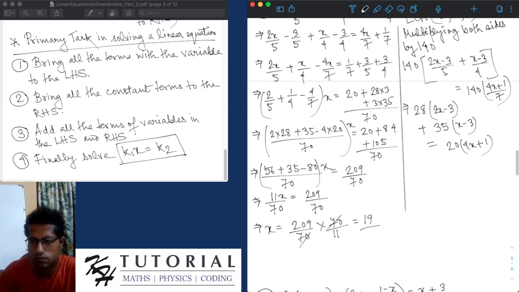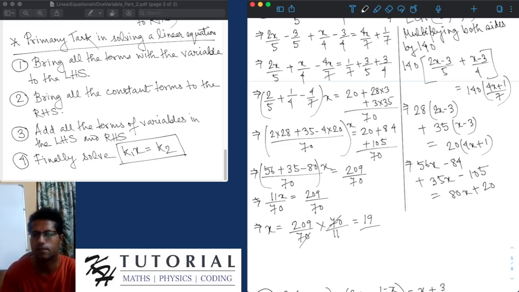Now again we have to do the product of 28. If we simplify the LHS, it becomes 28 multiplied by 2x minus 3 is 56x minus 84 plus 35x minus 105 equals 80x plus 20.